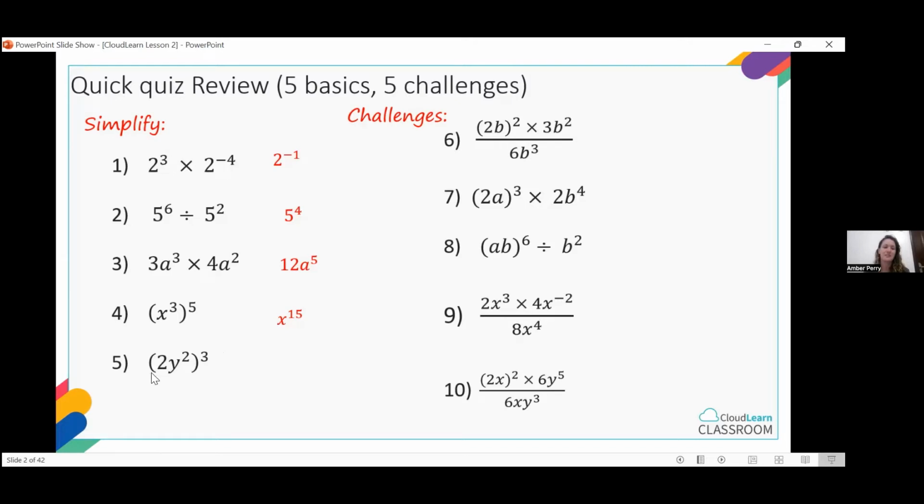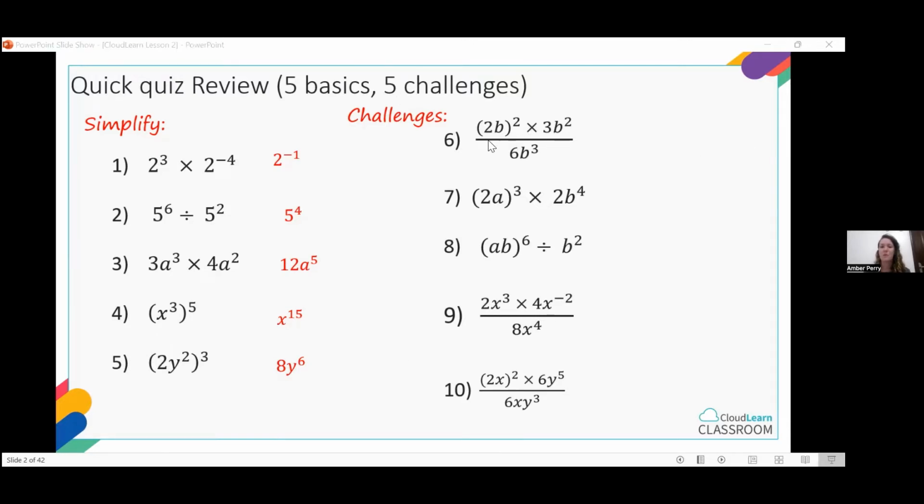So that's going to be 2 to the power of 3 is 8. And then y squared to the power of 3 is y to the power of 6. 2 times 3 there is 6. So it's going to be 8 times y to the power of 6. So that's really great to see some people giving me some correct answers there. Well done for having a go.